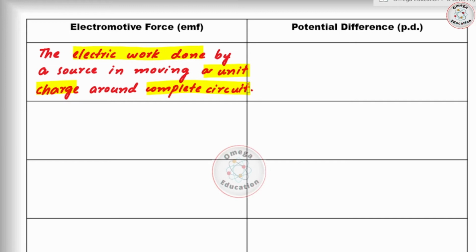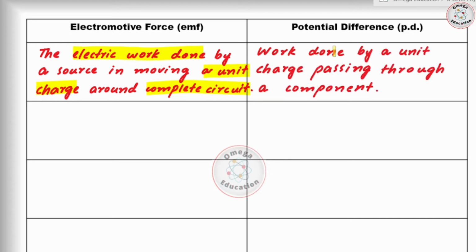Now, let us write down the definition for potential difference as well. So, it is defined as work done on the unit charge passing through a component, not through the complete circuit. This is how we define the potential difference. Now, what you have to understand for this is the difference between EMF and potential difference.